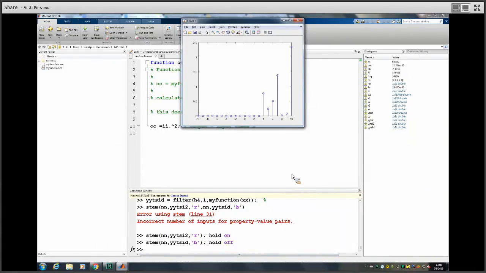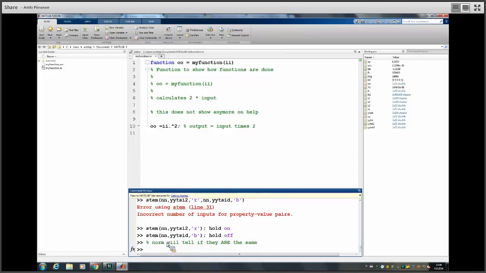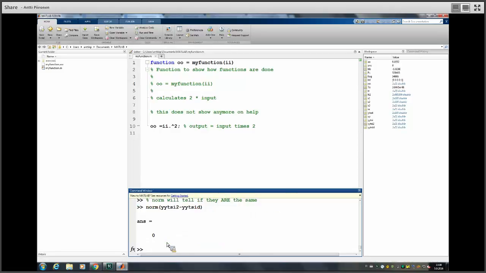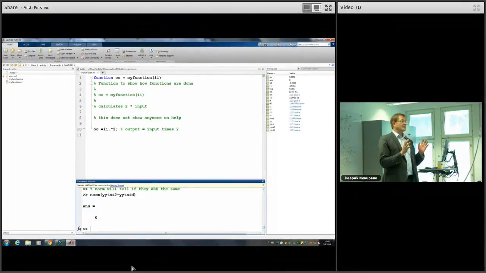So basically these red and blue are on top of each other. They seem to be the same, but seeing is more than believing, so the norm will tell if they are the same. So we can calculate again the norm of YTS-I2 minus YTS-ID. Okay, so it's 0. So they are the same. So it doesn't matter at what time we take the shift.